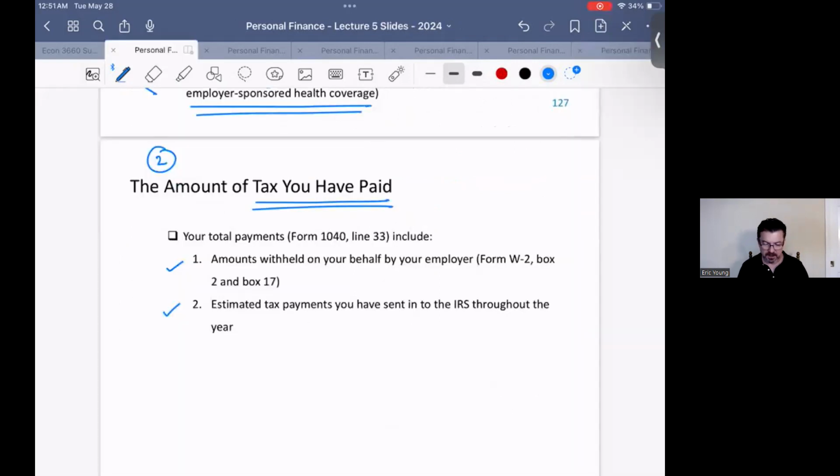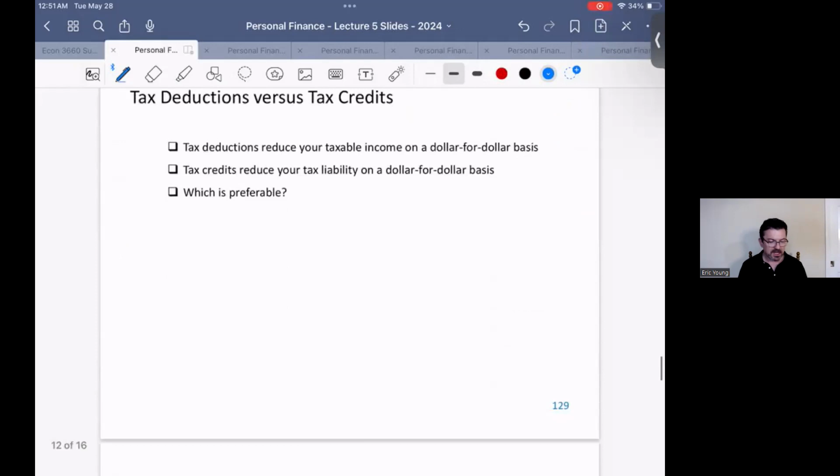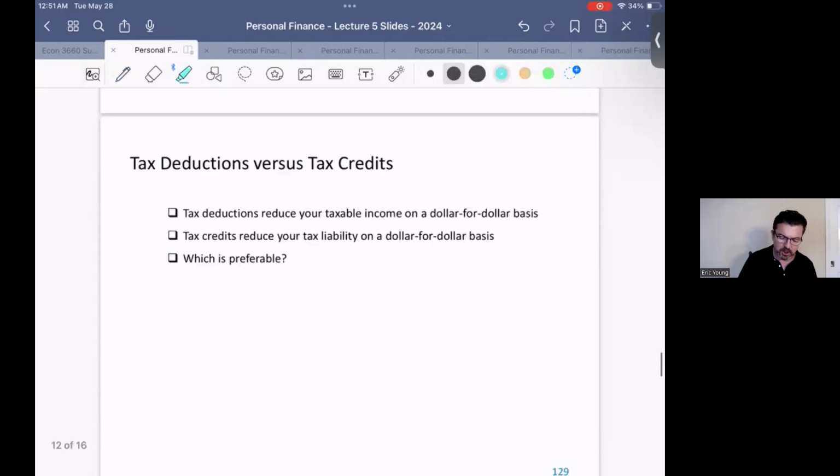Okay? I want to give you a couple of last minute things because, again, one of our goals is to reduce, eliminate, or defer taxes. So I want to end this lecture with a couple of subtle things that you need to know as we start thinking more about doing a tax return.